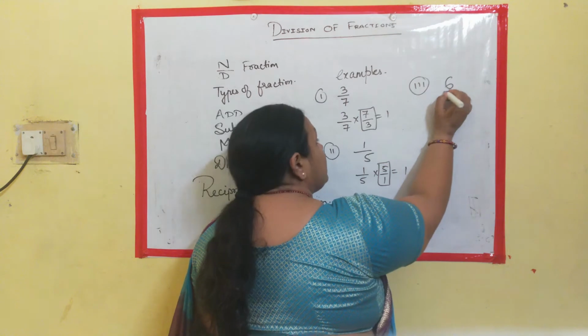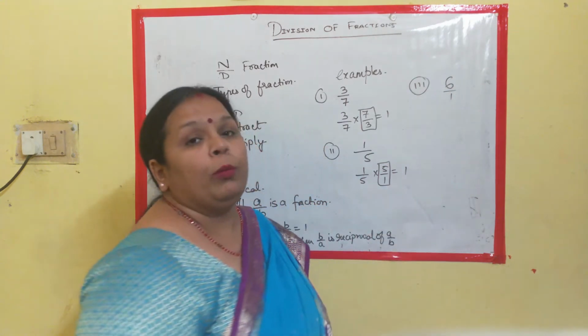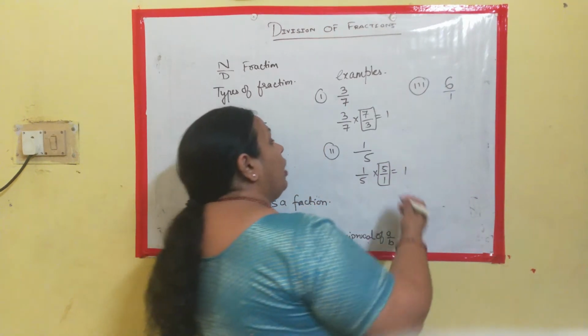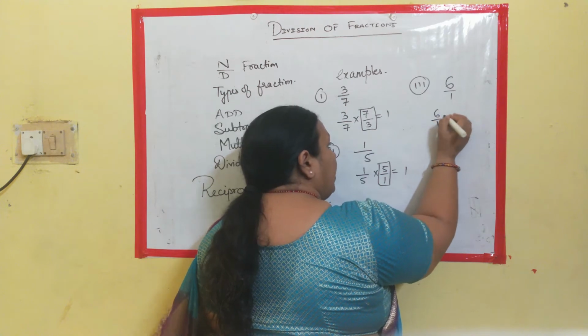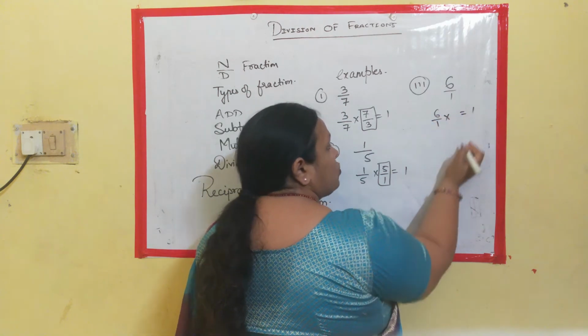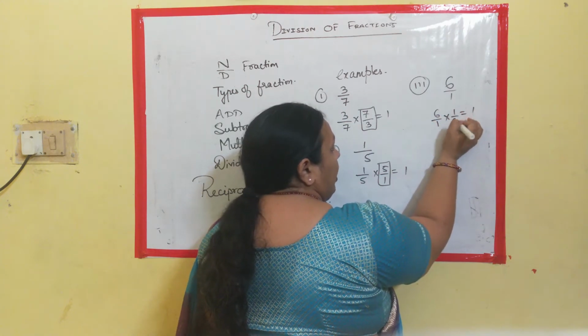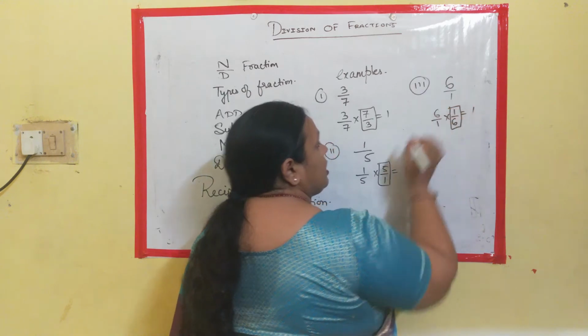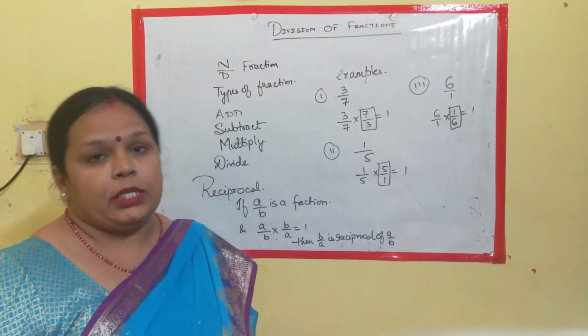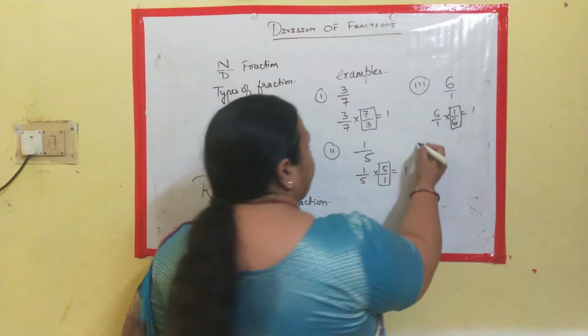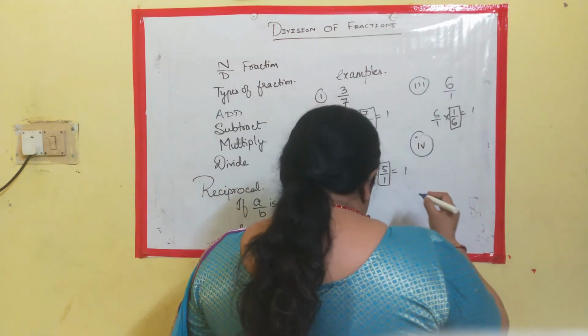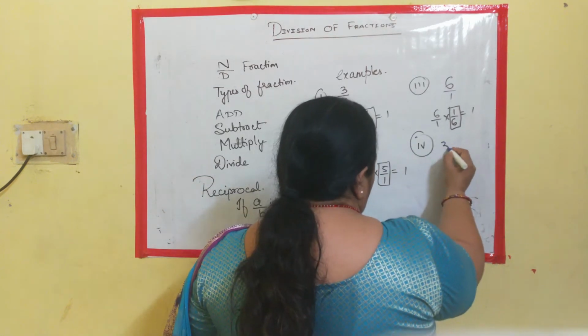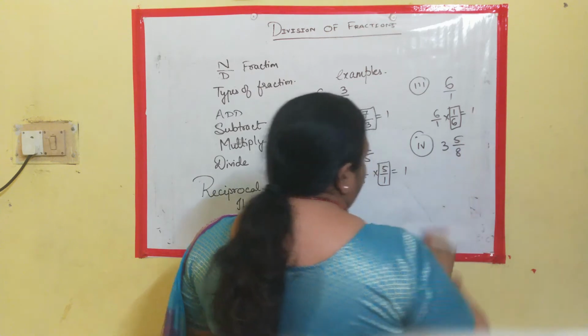We know that 6 can be written in the form of a fraction as 6 by 1. Clear? Now, what will be multiplied to 6 by 1 to get 1? It will be 1 by 6. So 1 by 6 is the reciprocal of 6. Then, what will be the reciprocal of 3 5 by 8?